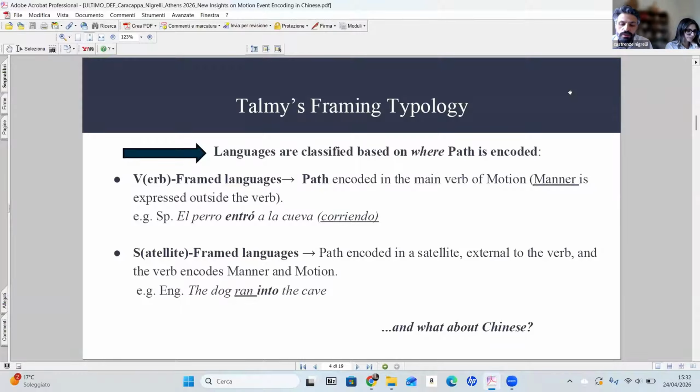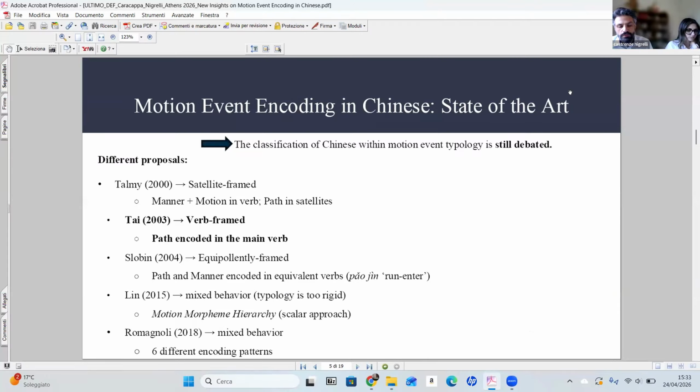Actually, Talmy's dichotomy seems not to fully account for all languages, such as Chinese, which can encode path and manner in a more balanced way, leading some scholars, such as Slobin, to propose the equipollently framed type, where path and manner are expressed in equivalent grammatical forms. For example, two verb forms in a so-called complex predicate construction. As far as motion event encoding is concerned, Chinese classification is still a matter of debate.